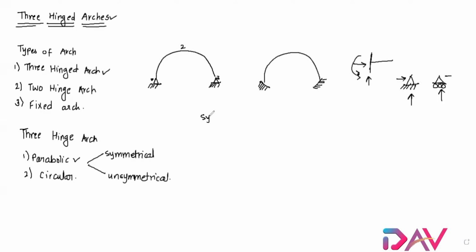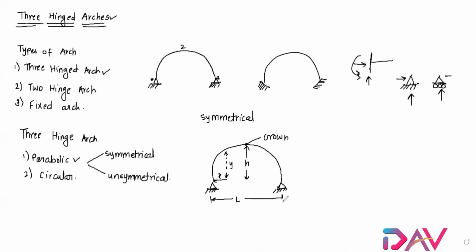Let's talk about symmetry. Symmetrical means if I cut the particular structure in half, then both parts are going to be the same. So it's something like this. This is my arch, with height h from the crown. Crown is your topmost point. Let's consider this is the x distance, and over here my height is y. From here the distance is x from this particular point. I will provide hinges over here, and over here we have one. L is going to be the length of this whole structure; you can consider it the span.